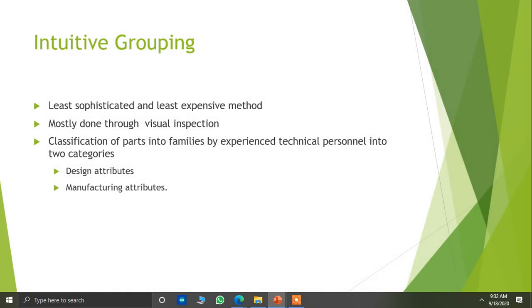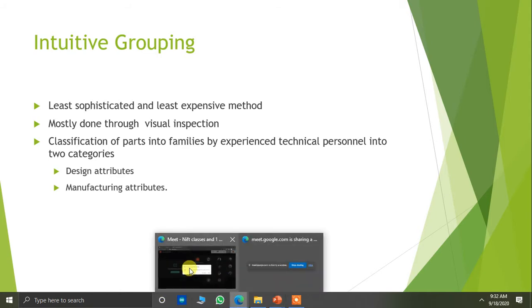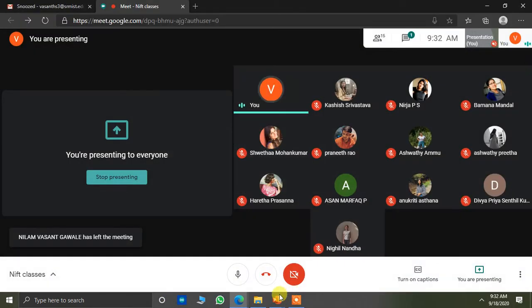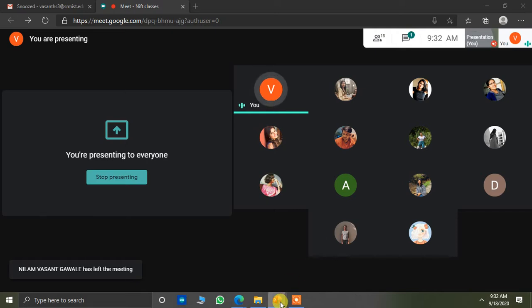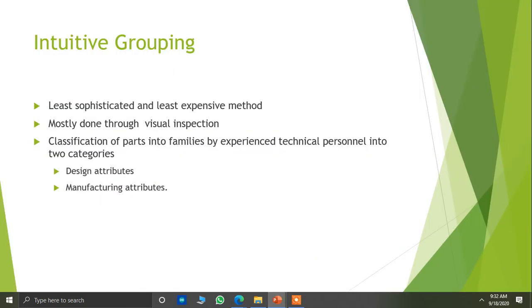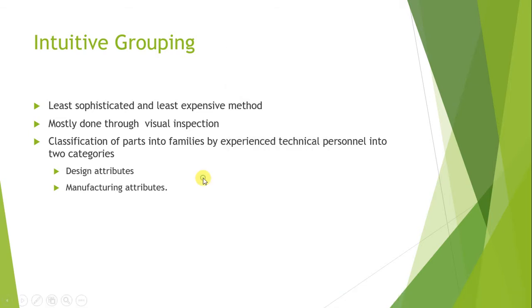Okay, it's a kind of very less sophisticated method where it is done through visual mode of inspection. So segregation of tools, parts, etc. will be done using the part families. Okay, and whatever the person feels will be your ultimate thing of classification. But in this case also, there are two attributes on which a technical personnel can categorize the things. One is the design attribute, other one is manufacturing attribute.